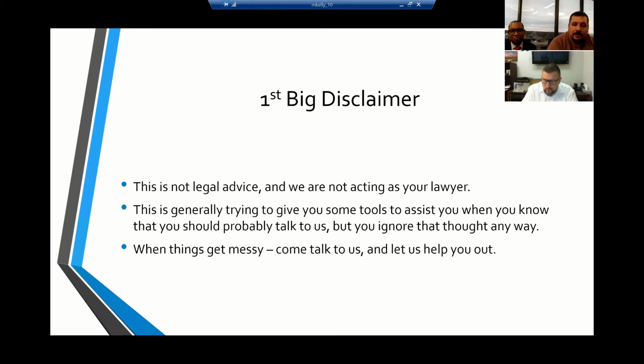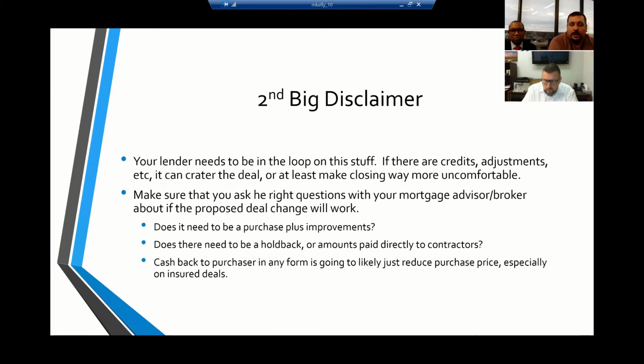The second big disclaimer is just about the lender. So as much as I would love to be able to just draft an elaborate clause that is going to meet the requirements of all legal precedent and the like, sometimes your lender gets nervous or confused or challenged by what we're trying to do, or it doesn't fit the lending criteria that it will have. So you have to make sure that as a secondary piece of this, you've worked with a mortgage advisor or broker to ask about whether or not the deal will work with the amendment that you're talking about.